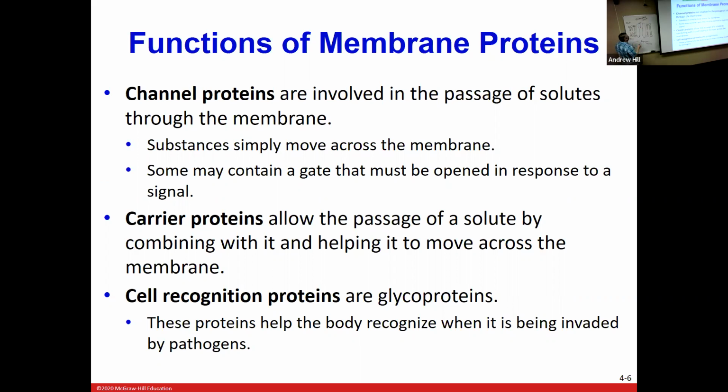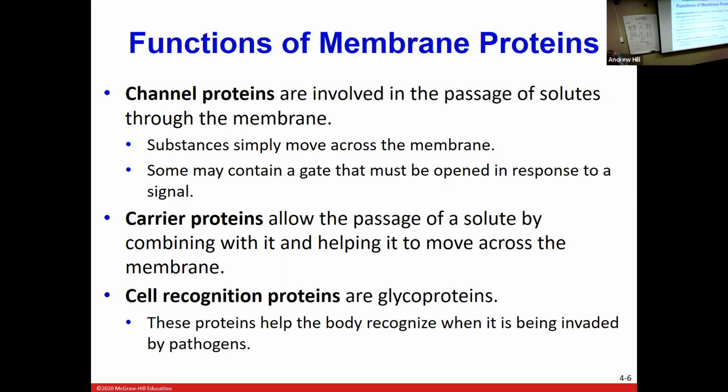Aquaporin channels, as far as I know, are not gated. But there are other types of channels for ions, such as sodium, potassium, and chloride, that are gated. Okay, so that's a channel. They're very important for allowing polar molecules, which wouldn't be able to pass through the membrane otherwise, and ions to pass through.